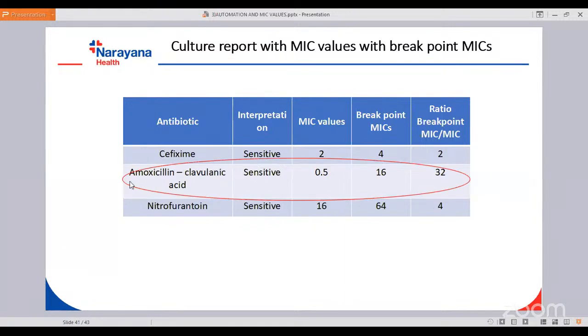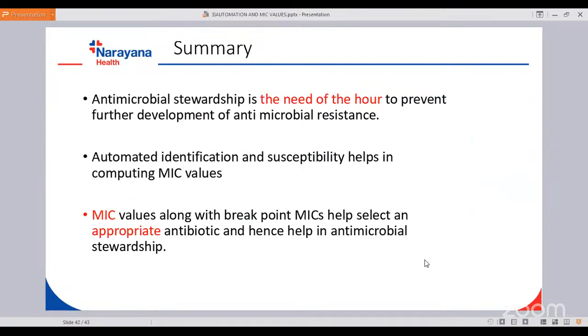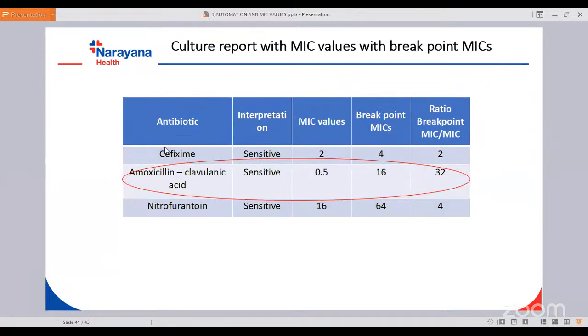So the drug of choice is going to be augmentin, which has the highest ratio of the breakpoint MIC upon the MIC value. This is also called the therapeutic index. This is stating things very simply, but there are many more things to it. For example, the antibiotic that you see here needs to distribute at the site of infection. That's important. You also need to look at whether the drug is oral or IV and then decide the antibiotic. But if you have 3 drugs which are sensitive and which you can give, and you need to decide between the 3, then this is how MIC values are used.